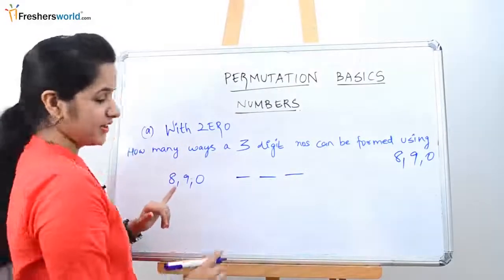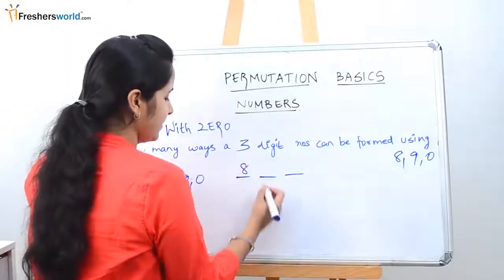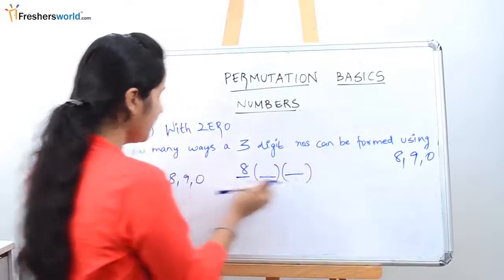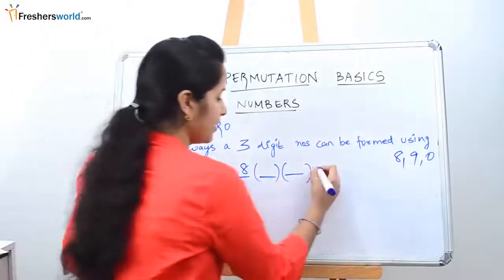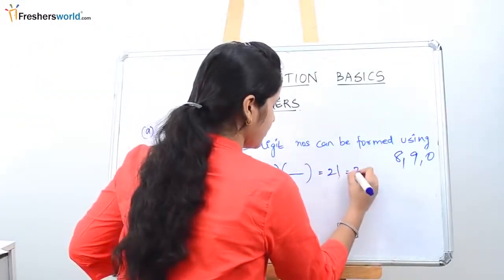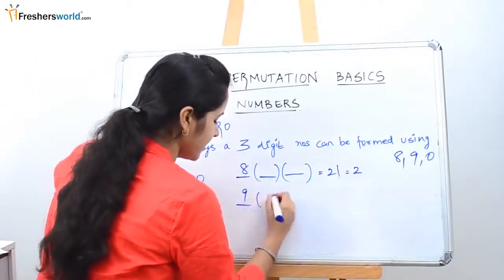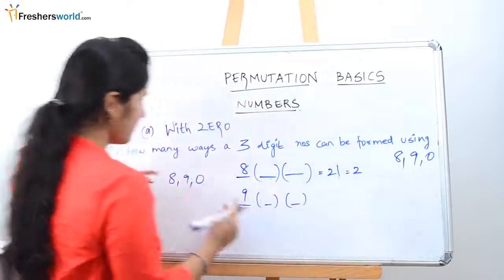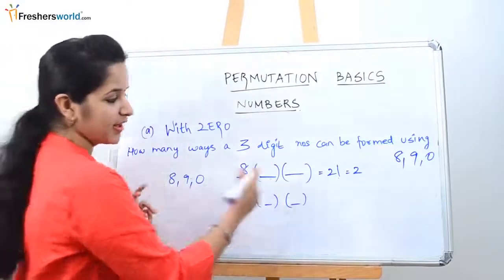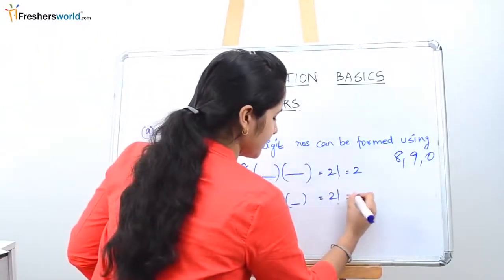Let's start with 8. If I keep 8 here, there are 2 places. How many ways can the other 2 numbers be arranged? 2 factorial ways, which is equal to 2. Let's take 9 here, so 9 in the first place. We have other 2 places. How many ways can 8 and 0 be arranged? 2 factorial ways, which is 2.